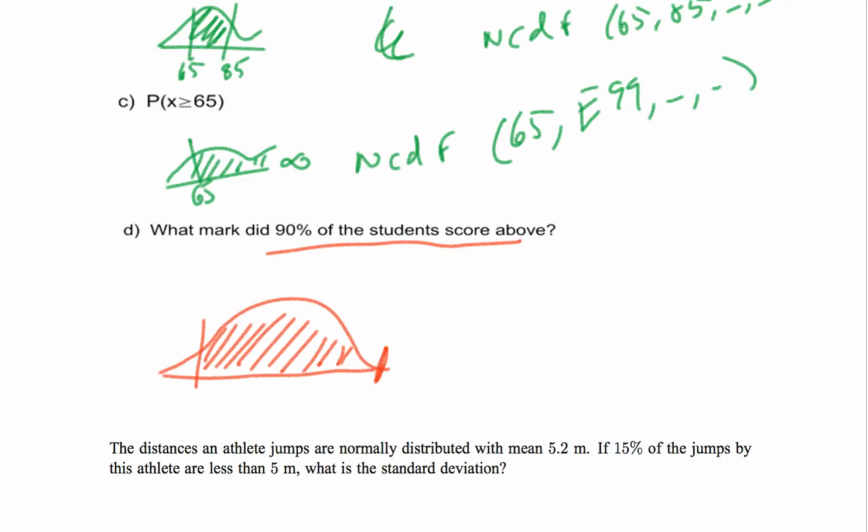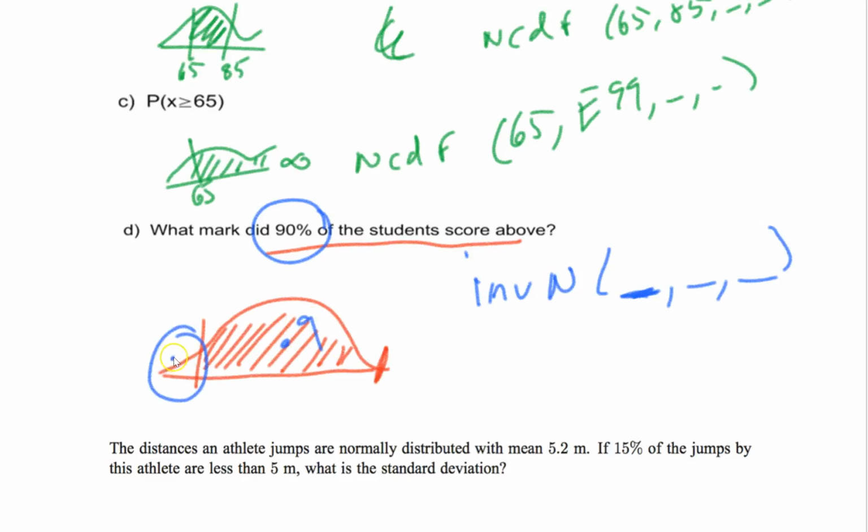So again, notice how I give you the percentage. So you know it should be invert normal because I give you a percentage. Same mean, standard deviation. Now my area here, again, has to be the left-hand side. Well, this is 0.9, so this must be 0.1. Plug this all in, you get an answer.